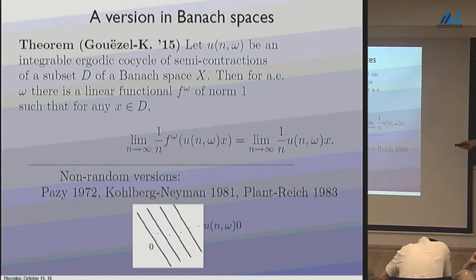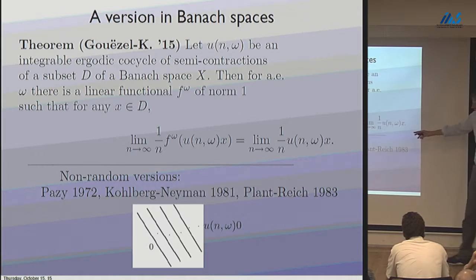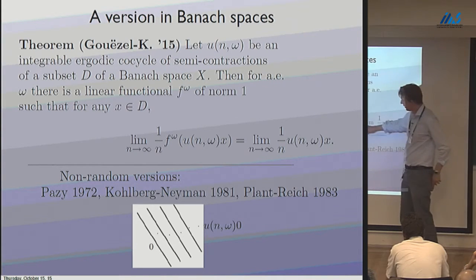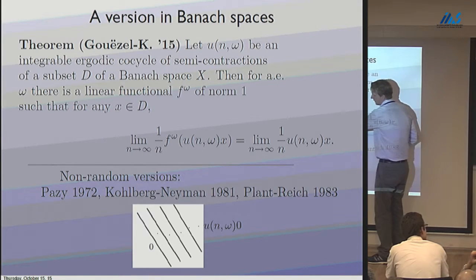And the non-random version was studied here in Jerusalem, by Passy in '72, for the Hilbert space case. So Passy is a professor here. From what I understand, he was also for a few years president of the Hebrew University. And they, together with Nyman, have a very nice paper where they actually have this weak version with the linear functional.